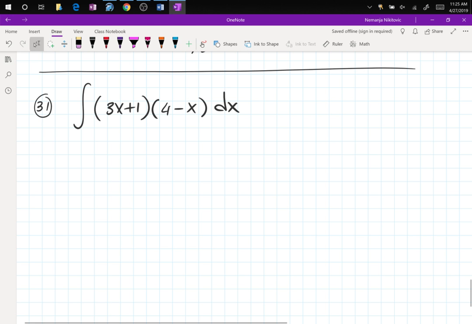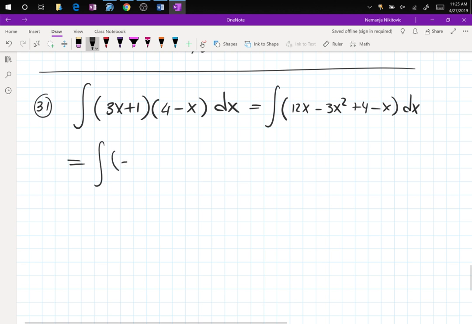So FOIL. Now, don't forget to put the parentheses. You need to put multiple terms in there. So that's 12x minus 3x squared plus 4 minus x dx. Combine like terms. You can put the negative 3x squared first, then plus 11x, and then plus 4 dx.